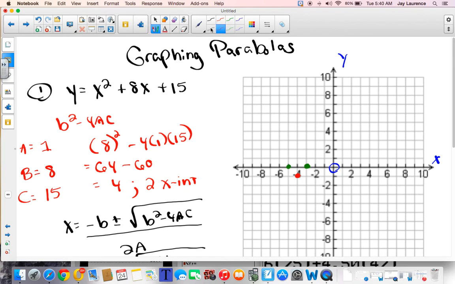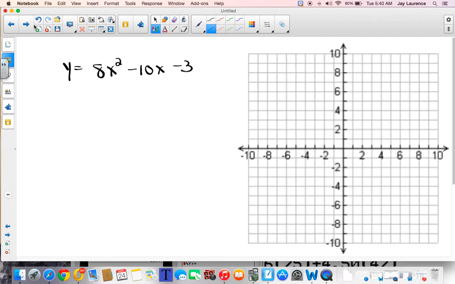And now I'm ready to draw my parabola. And I'm not going to draw it perfect. I'm just going to get a nice U shape passing through the 2 zeros and the vertex right there. Just like that. All right, let's try one more.